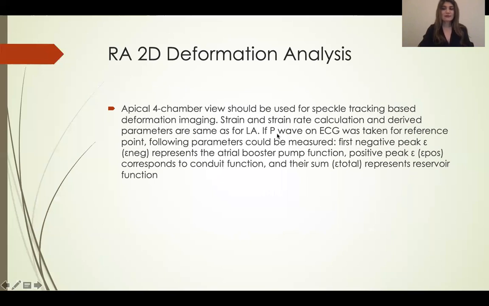Strain analysis can also be performed for the right atrium, and it is similar to the left atrium. It can be measured both according to the P wave and according to the QRS wave. Apical 4-chamber view can be used for tracing.